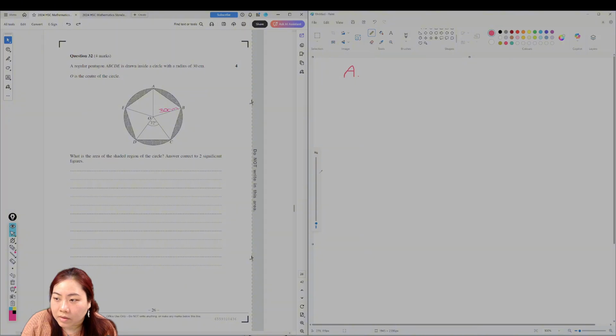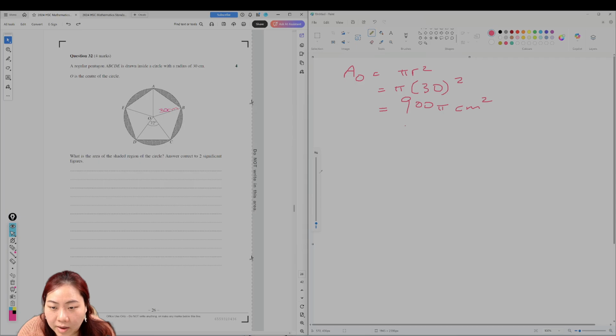The area of a circle is pi r squared. It's pi times 30 centimeters squared, so that's 900 pi square centimeters. I'm just going to leave it in that form. The area of the pentagon is made up of 5 of these triangles with 30 centimeter sides coming out from the center. If I find the area of one triangle times 5, I'll find the area of all the pentagon. Question is, how do I do that?